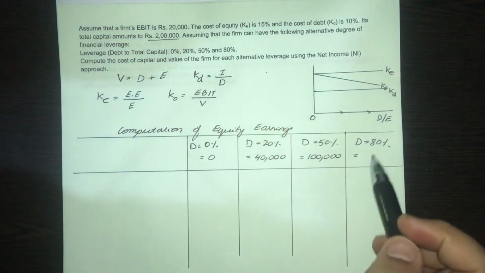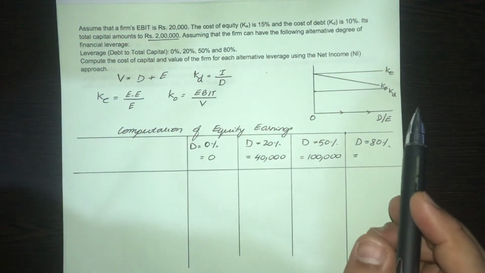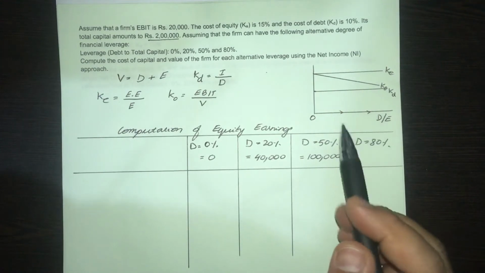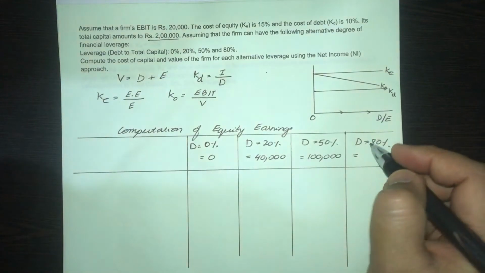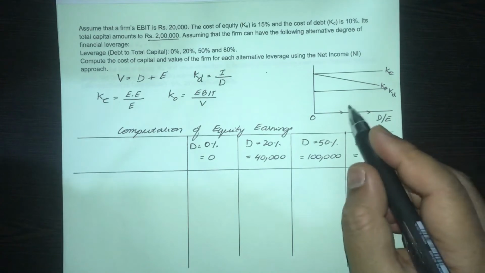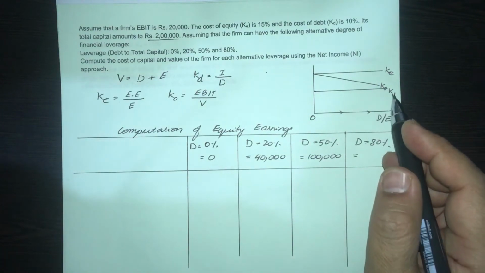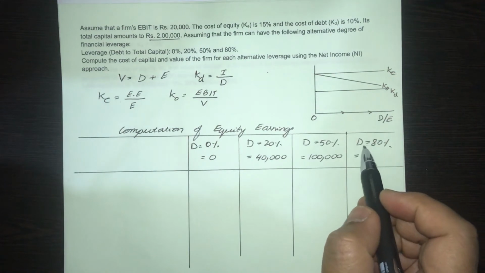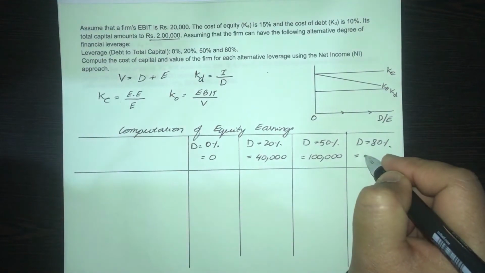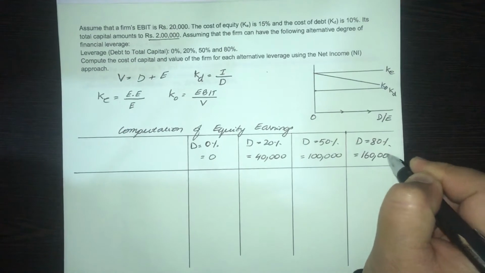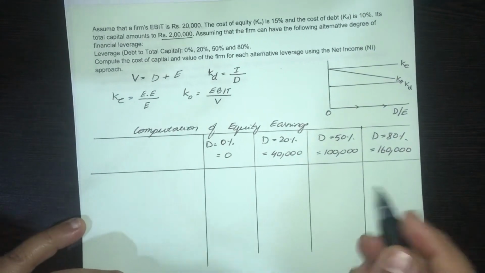And finally, don't mind, I think you can hear the dog barking in the background. Just ignore that. That's my dog barking. God knows what he is barking at. And here D is 80%. The leverage is 80%. So that means the market value of debt will be 80% of 2 lakhs, which is 1,60,000.